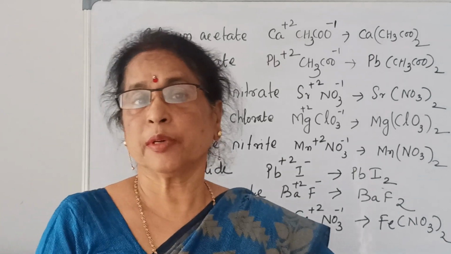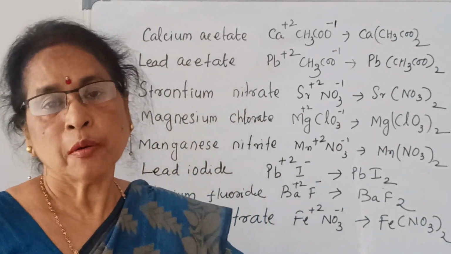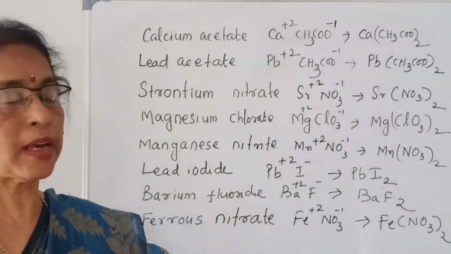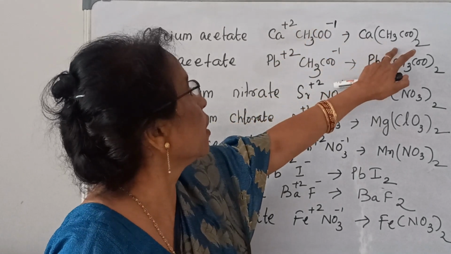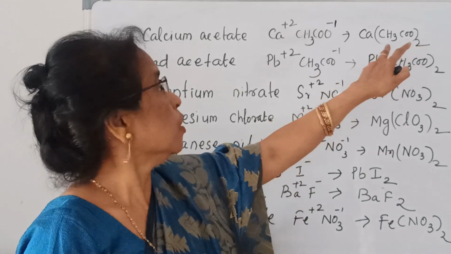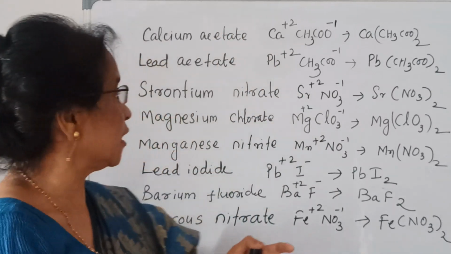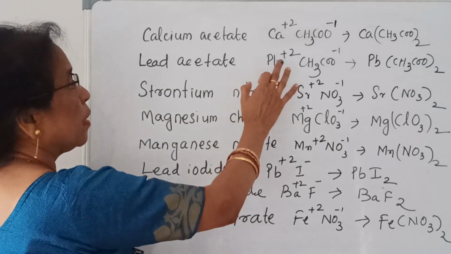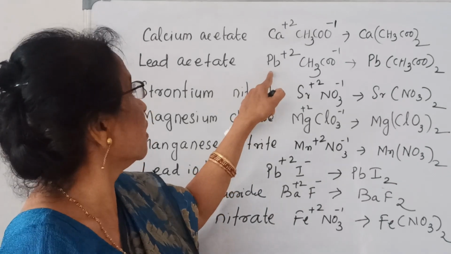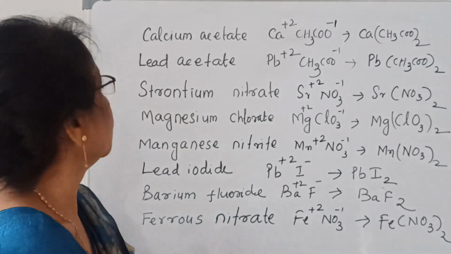Now see calcium acetate. Acetate, you know, is CH3COO minus 1, and calcium is Ca plus 2. So 2 comes here, Ca(CH3COO)2, that is the formula of calcium acetate. Lead acetate, Pb plus 2, CH3COO minus 1. That is very important and practical. So 2 comes here: Pb(CH3COO)2.